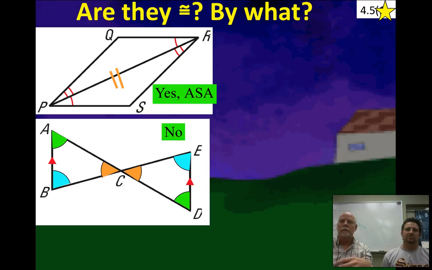The one on the piece of plastic on the overhead is probably 2 inches on the sides or whatever, and it's probably 4 feet up on the projector screen. And so AAA does not work. AAA is basically blowing a triangle up or shrinking it down. They're not congruent to each other, even though it may look like it.